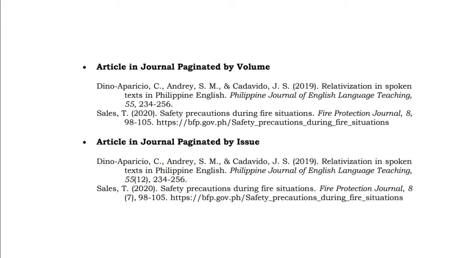Article in a journal paginated by issue. For examples, Dino Aparicio C., Andre S.M., and Cadavino J.S. 2019, Relativization in Spoken Text in Philippine English, Philippine Journal of English Language Teaching, Volume 55, Issue 12, pages 234 to 256. And Salas T. 2020, Safety Precautions During Fire Situations, Fire Protection Journal, Volume 8, Issue 7, pages 98 to 105, https://bfp.gov.ph Safety Precautions During Fire Situations.